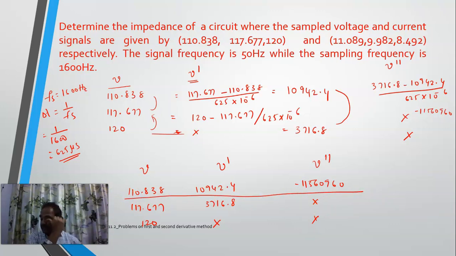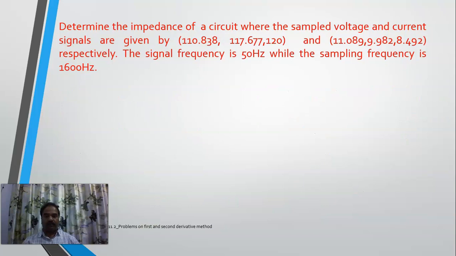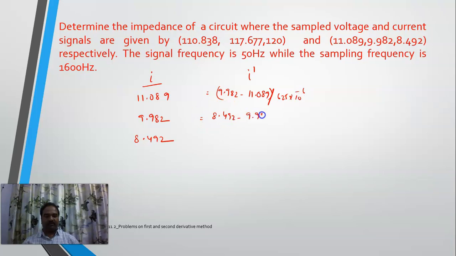Similarly, I'll calculate for I. Now let's see I. My I values are 11.089, 9.982, 8.492. I dash is very simple. It is 9.982 minus 11.089 by 625 into 10 to the power of minus 6. Similarly, here it is 8.492 minus 9.982 by 625 into 10 to the power of minus 6. And for the last one I don't get any value.